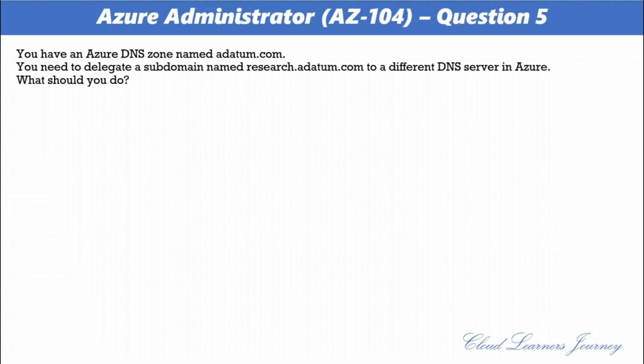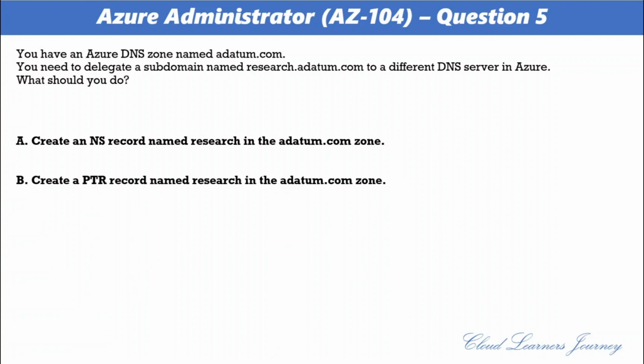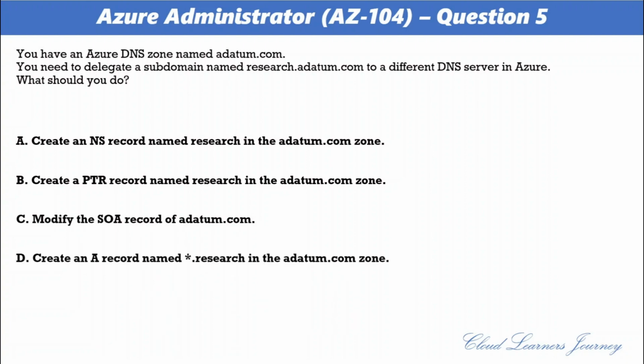Next, question number 5. You have an Azure DNS zone named adatum.com. You need to delegate a subdomain named research.adatum.com to a different DNS server in Azure. What should you do? And the options are A, create NS record named research in the adatum.com zone. B, create a PTR record named research in the adatum.com zone. C, modify the SOA record of adatum.com. D, create an A record named star.research in the adatum.com zone. And the option is A, create a NS record named research in the adatum.com zone.